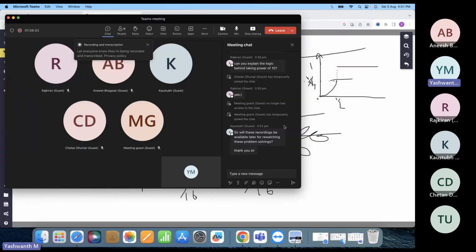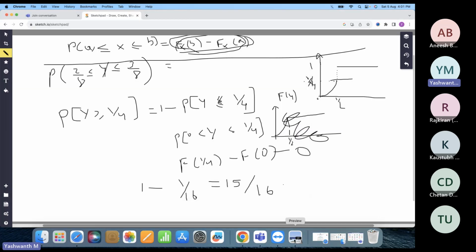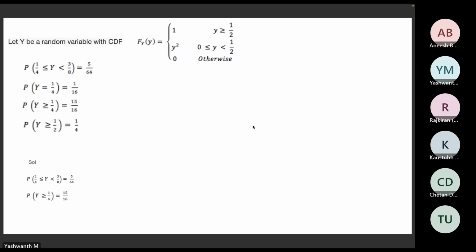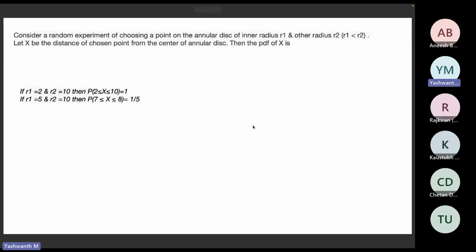Any questions so far? And these are very simple questions, to do algebra, that's all.